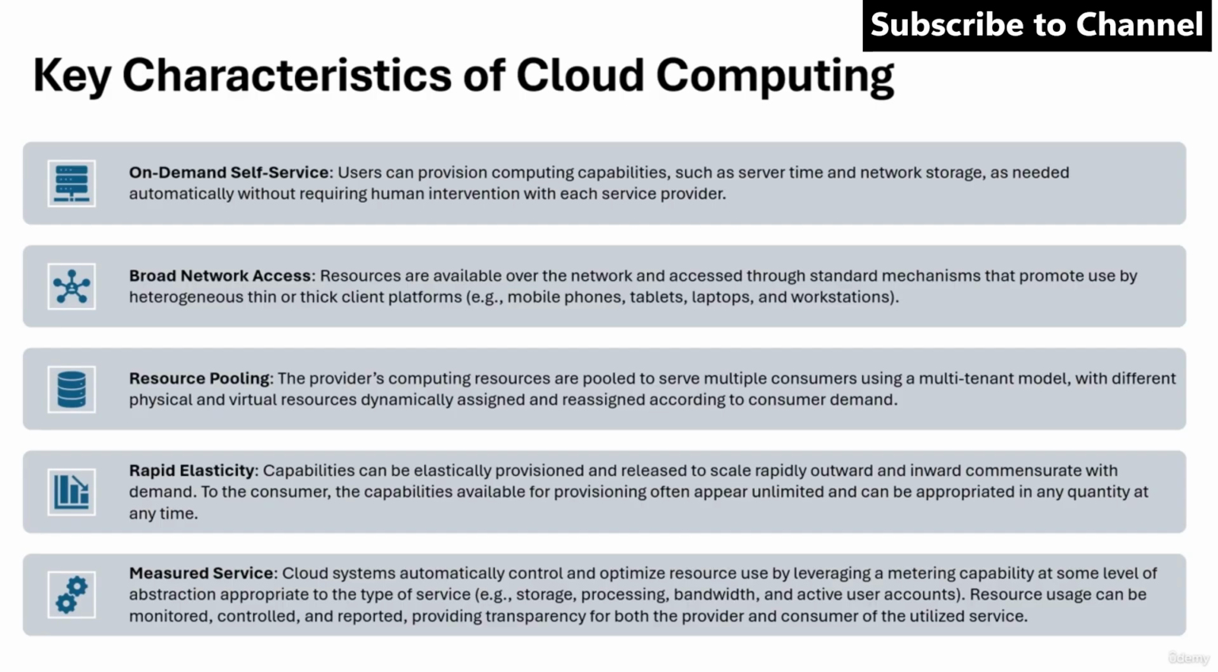And measured service: cloud systems automatically control and optimize resource use by leveraging a metering capability at some level of abstraction appropriate to the type of service. Examples: storage, processing, bandwidth, and active user accounts. So resource usage can be monitored and reported, providing transparency for both the provider and the consumer of the utilized service. So these are some of the key characteristics of cloud computing.